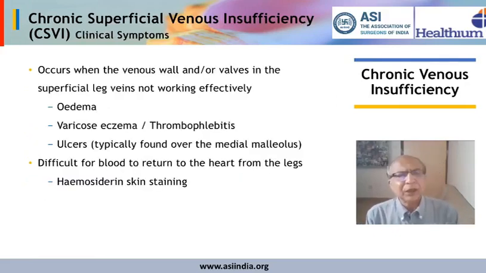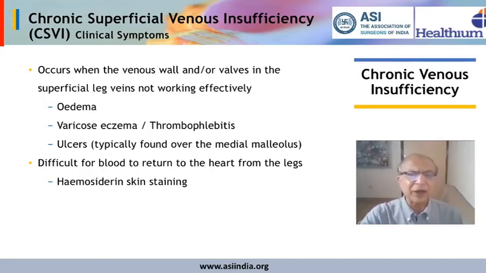Next slide. Clinical symptoms occur when the venous wall and the valves in the superficial leg veins are not working effectively. And this is what leads to edema, leads to varicose eczema. At times there is some kind of thrombophlebitis, and ulcers are typically found over the medial malleolus. However, we have seen ulcers occurring elsewhere in the leg. Even on the lateral side, ulcers do occur not infrequently.